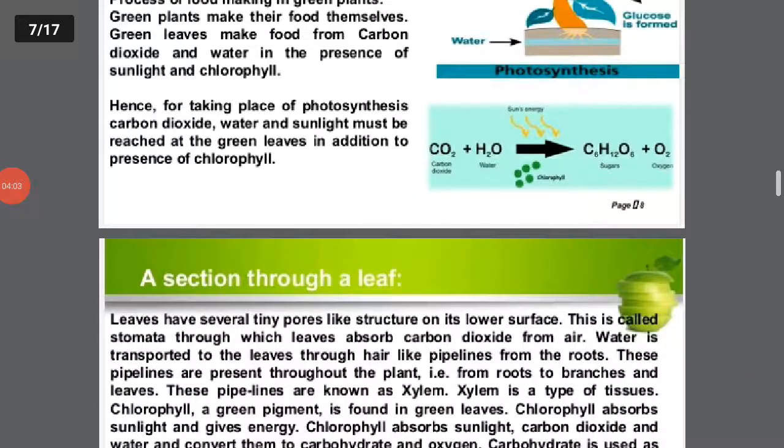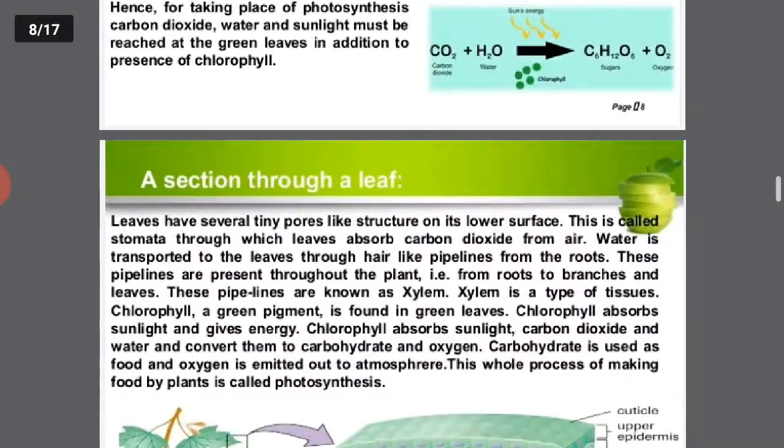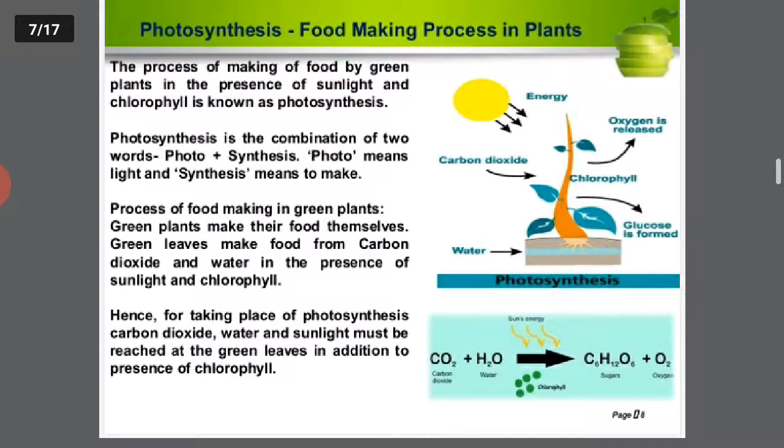Okay, let's move further. So we studied about photosynthesis, the process of making of food by green plants in the presence of sunlight and chlorophyll is known as photosynthesis. Photo is a combination of two words, photo plus synthesis. Photo means light, synthesis means to make. Process of making food in green plants. Green plants make their food themselves. Green leaves make food from carbon dioxide and water in the presence of sunlight and chlorophyll.